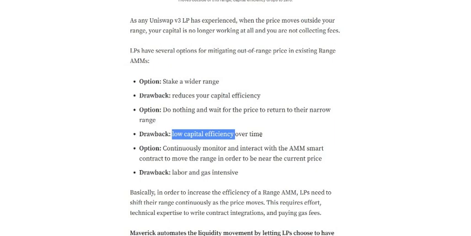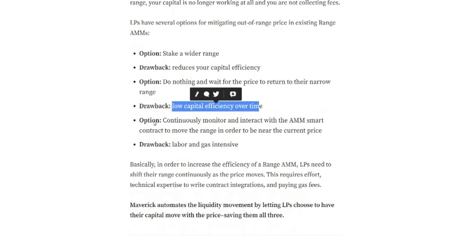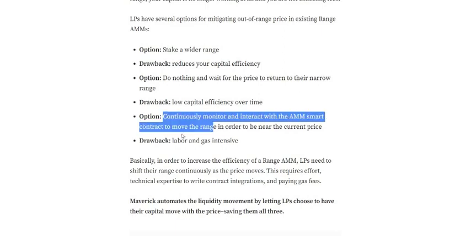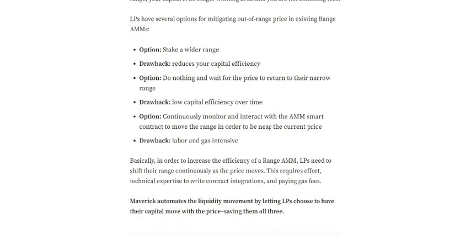Drawback will be that there will be a lower capital efficiency over time. And the last option is to continuously monitor and interact with the AMM smart contract so that you can move the range of your choice and bring it near the current price. But the drawback is that it is labor and gas intensive.